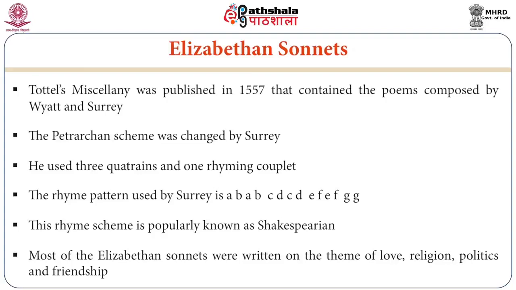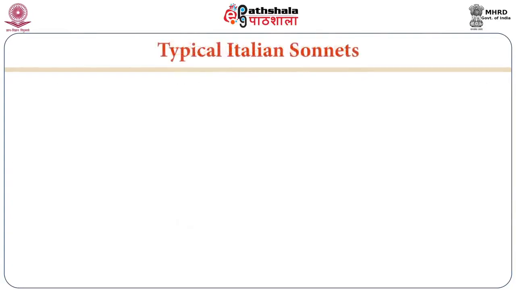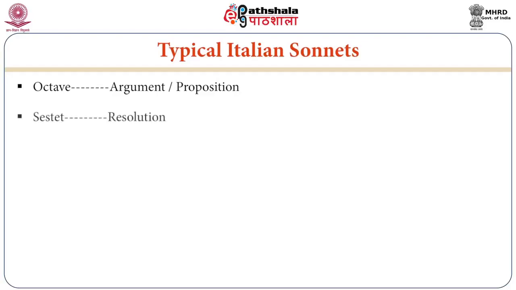Friends, look up there on the screen. A typical Italian sonnet in a table. The octave consists of argument or proposition. The sestet is a resolution. And remember, for the Italian sonnets, the ninth line is the most crucial line of a sonnet. There the turn takes place. The turn is also otherwise named as volta, that changes the mood or tone and tempo of a sonnet.